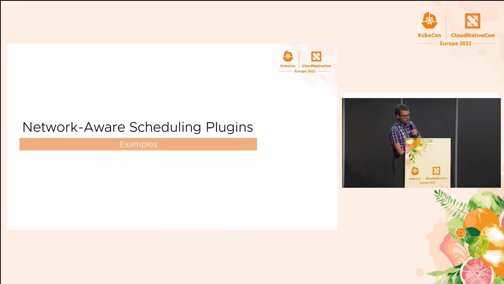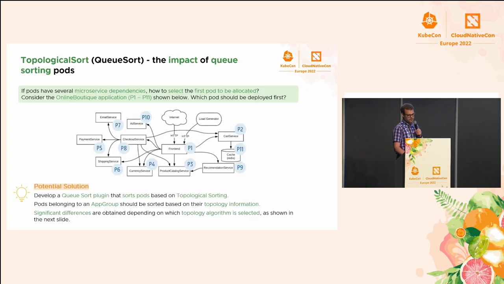So now, going through the scheduling plugins that we are also proposing. First, one of the things that we thought about is that when you have several workloads in your application, how do we select the first pod to be scheduled? It's because the order in which you allocate all these pods in your application will have an impact on the final end-to-end response time of your application. So how do we solve this? Which pod should we consider first?